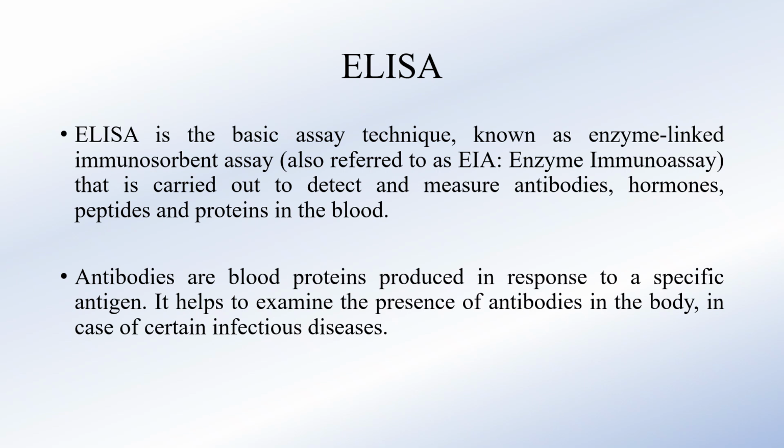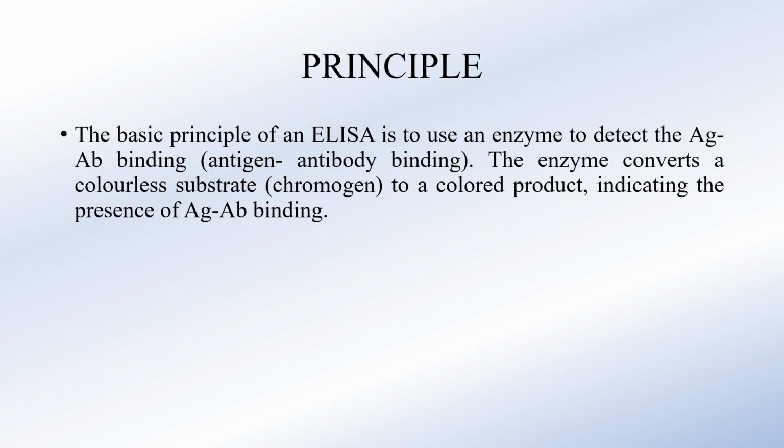Principle of ELISA technique. The basic principle of ELISA is to use an enzyme to detect the antigen antibody binding. The enzyme converts a colorless substrate chromogen to a colored product, indicating the presence of antigen antibody binding.